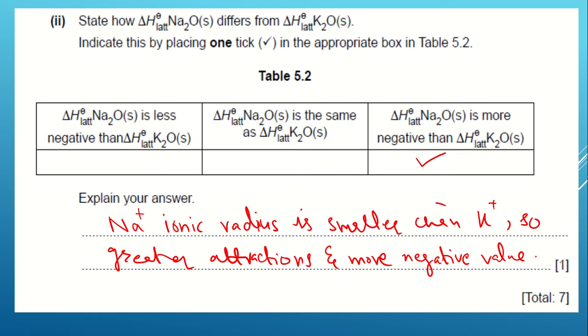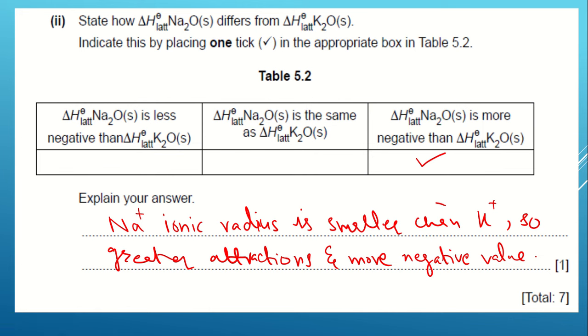So on what basis did you choose this third column? You will be saying delta H standard lattice depends on charge density, and if the size of one ion is greater as compared to the other one, and they both have the same charge, then the one which has the smaller ionic radius will have greater charge density. Because of that greater charge density, you will be saying attractions between the positively charged ion and negatively charged ion will be greater. So overall more energy will be released and it is a more negative value, right? So that was the answer.